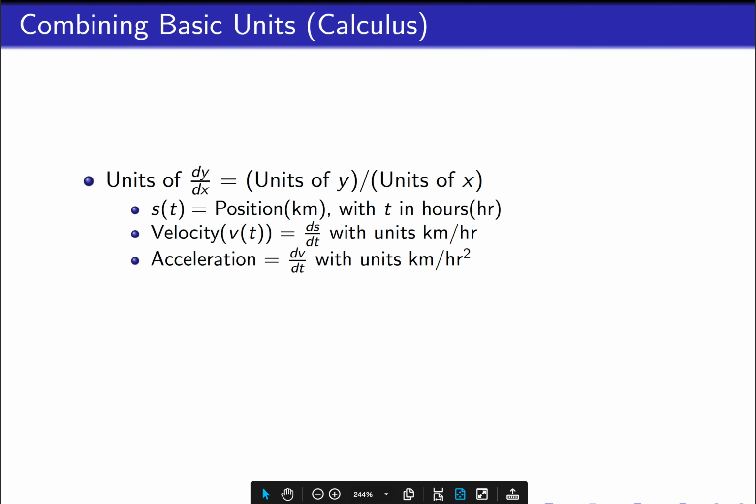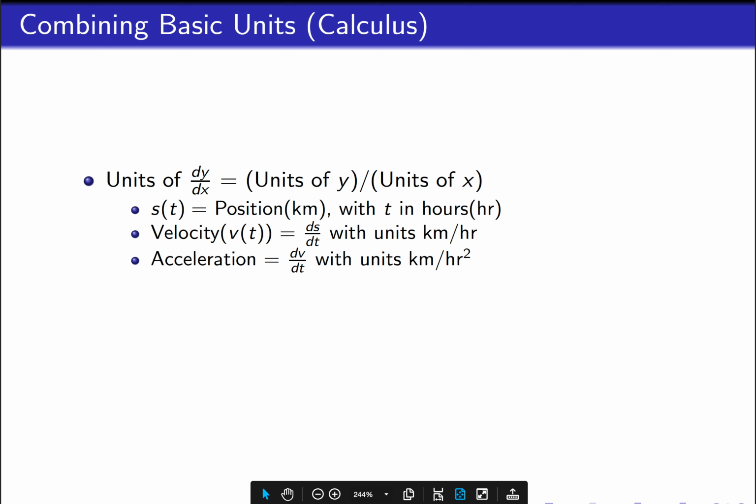The second way of determining complex units is by using calculus operations. The 2 basic calculus operations are differentiation and integration. So we're going to talk about how we can determine the units of a derivative and the units of an integral. When we differentiate a quantity with units, the units of the derivative are the units of the dependent variable over the units of the independent variable. So for instance, the units of dy/dx are the units of y over the units of x.